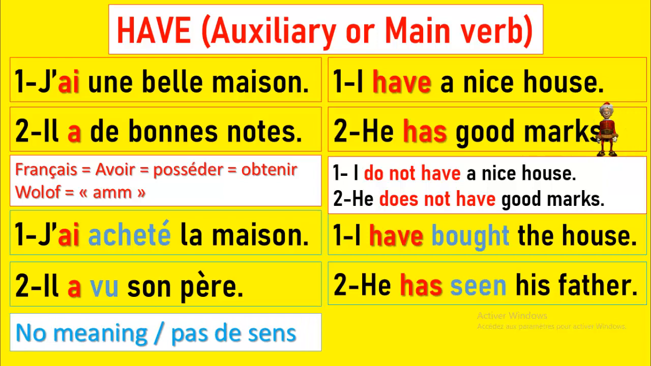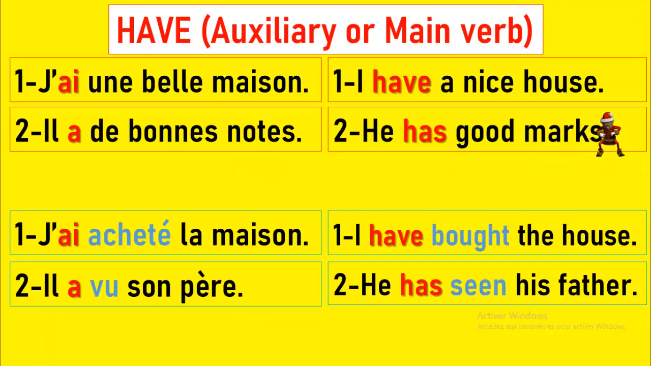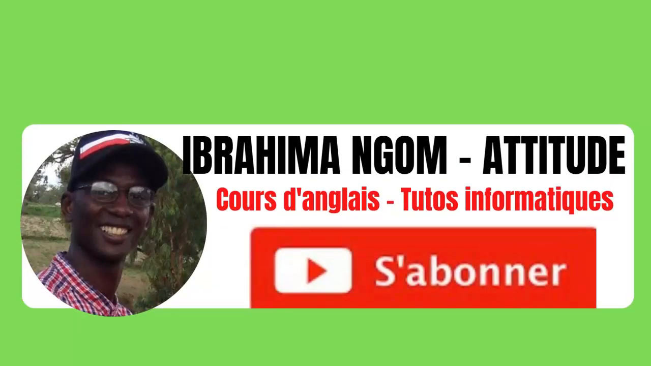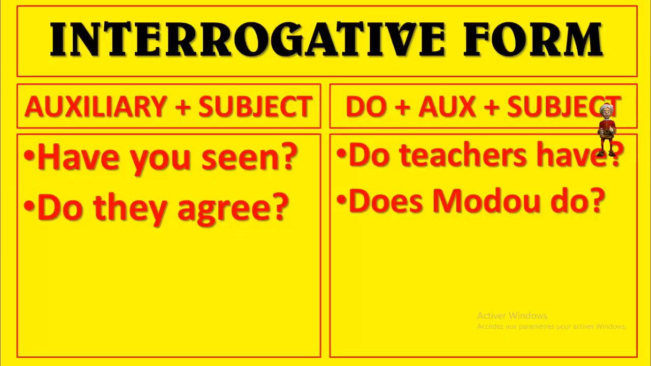So negative form, I have not, he has not. Understand, guys? I have not bought the house, he has not seen his father. Interrogative form, the same. When you have auxiliary, have as auxiliary, it is have you seen? Do they agree? But when you have as a verb, do teachers have, does Modu do?